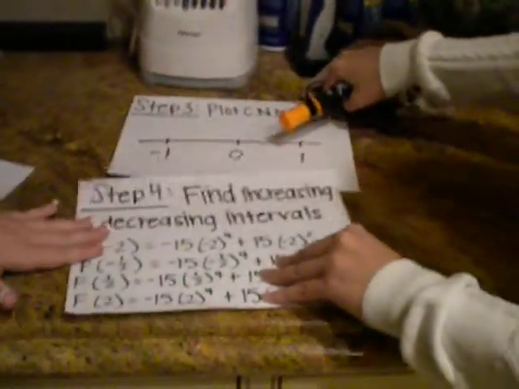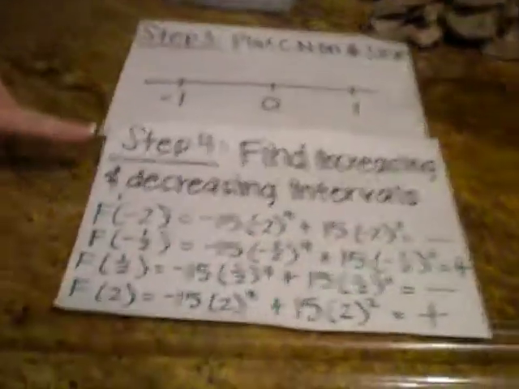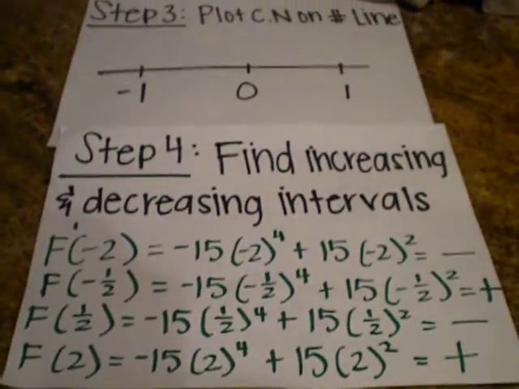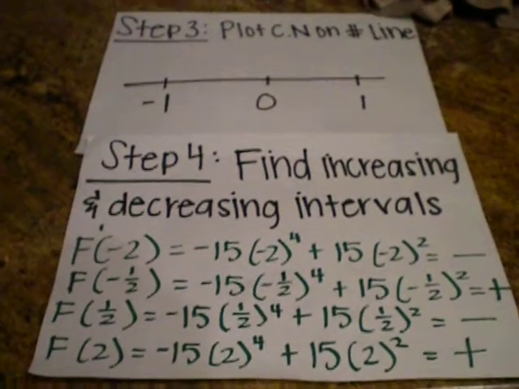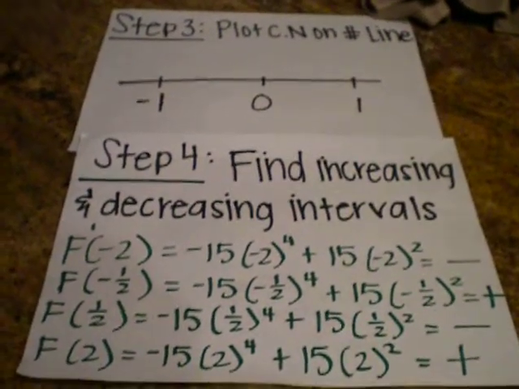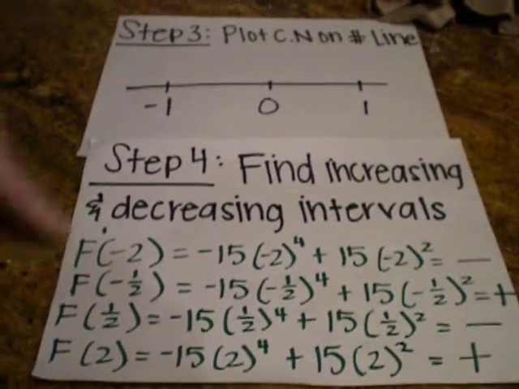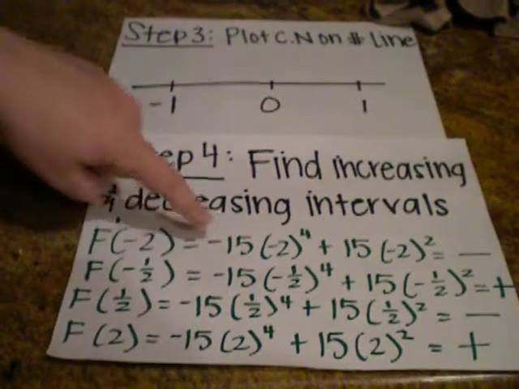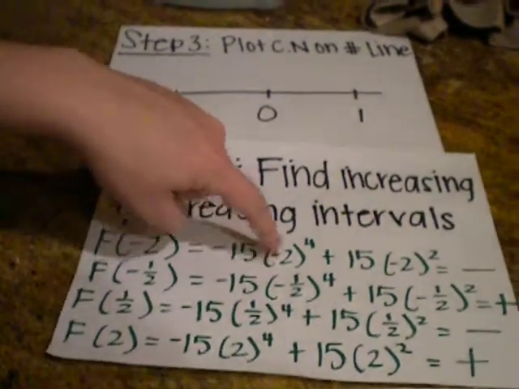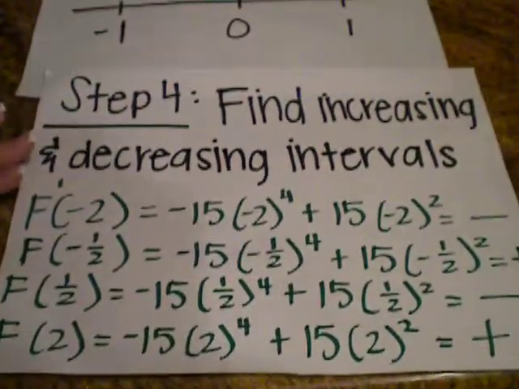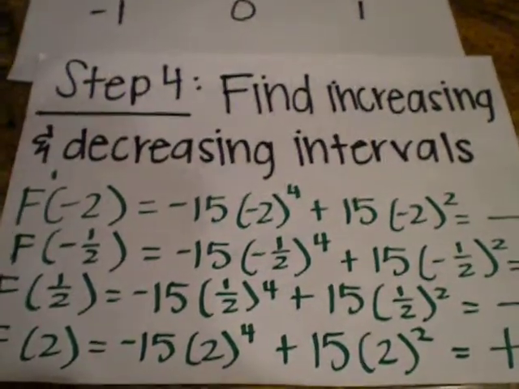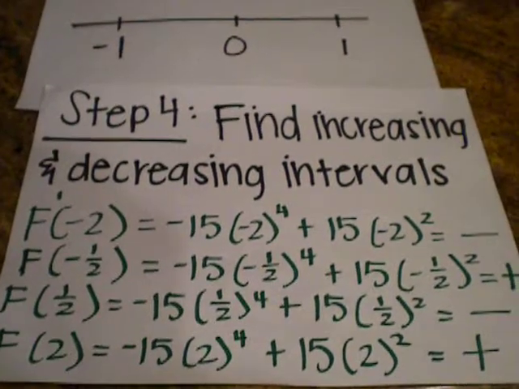Step 3 is you plot your critical numbers on the number line, which are negative 1, 0, and 1. Step 4, find your increasing and decreasing intervals. You do that by plugging the number below and above your critical numbers into your first derivative. So we started with f prime of negative 2 equals negative 15 times negative 2 to the 4th plus 15 times negative 2 squared.